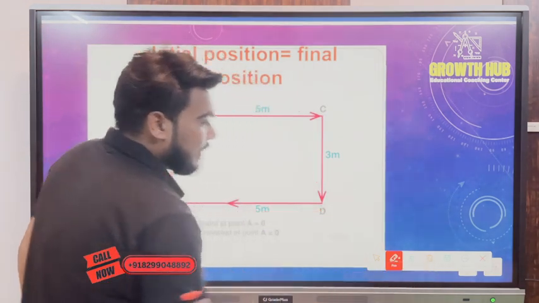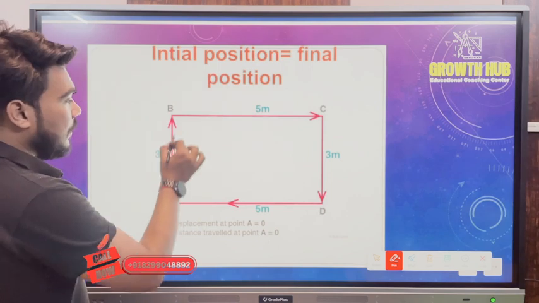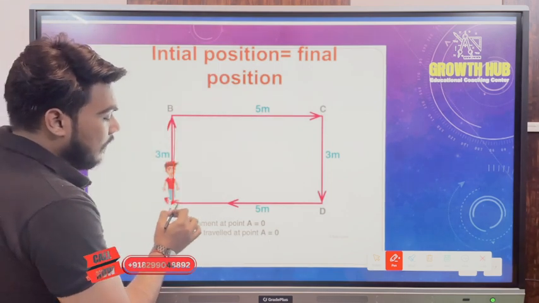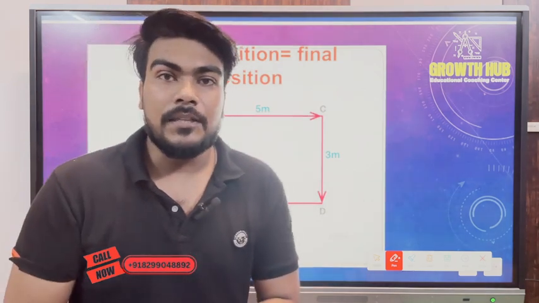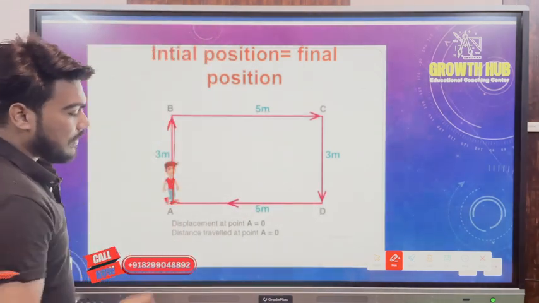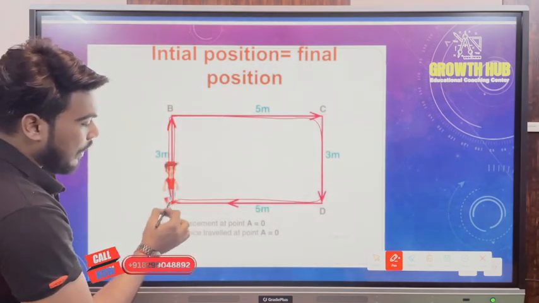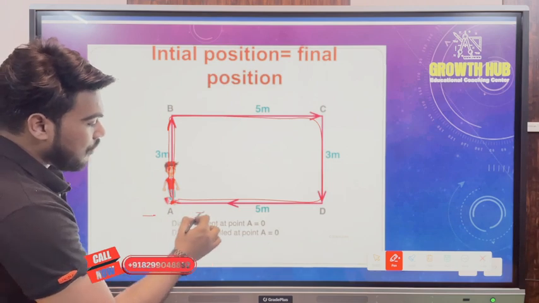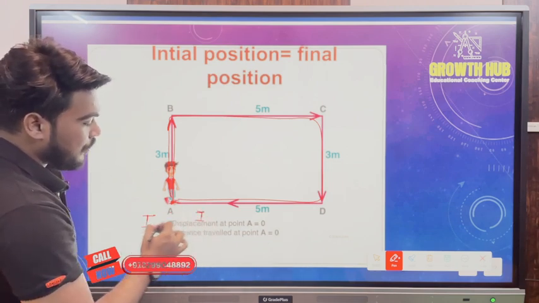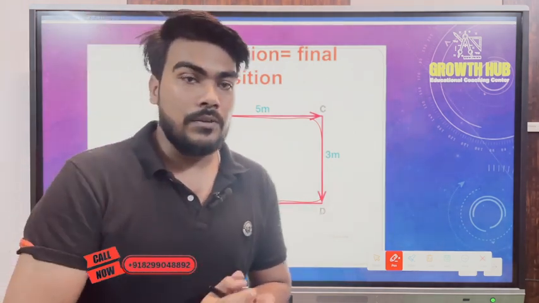Now let's calculate displacement. The displacement of this boy is 0. How is it so? Displacement is the shortest distance between the initial and final position. So what is the initial position of the boy? It is point A, and again he comes back to the same position, that is point A. So the initial and final positions are the same, so the difference between the initial position and final position is 0. So displacement is also 0.